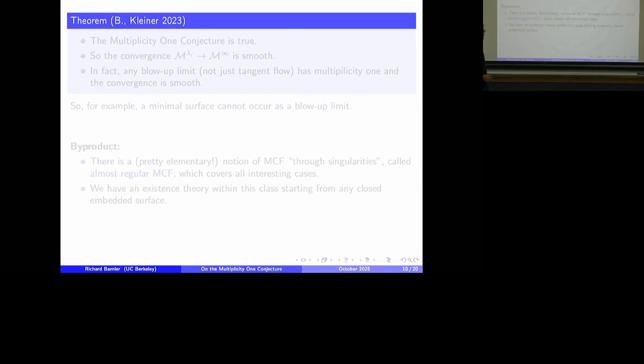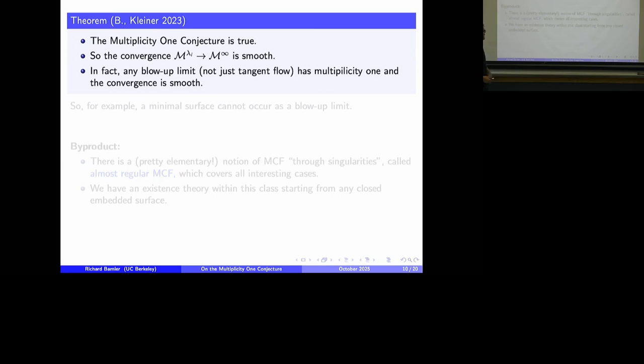All right. And so this is what we resolved. So we resolved that the Multiplicity One Conjecture is true. Therefore, the convergence is smooth. And in addition, we showed that if we look at any blow-up limit, not just tangent flows, then the limit again has multiplicity 1. So a tangent flow is a limit where we blow up the flow, but we keep the same base point. But even if we allow the base point to change, and all we require is that the scaling factor goes to infinity, then these limits are again only multiplicity 1.